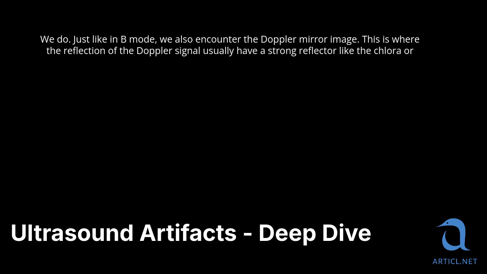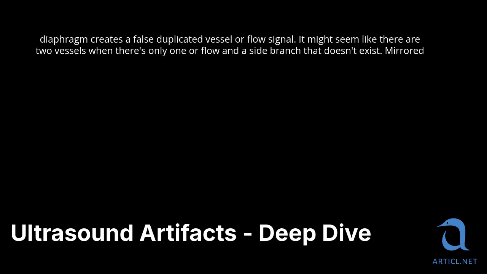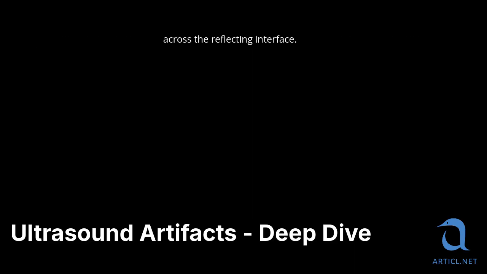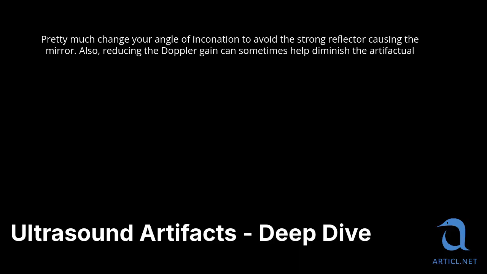Makes sense. Do we see mirror images in Doppler too? We do. Just like in B mode, we also encounter the Doppler mirror image. This is where the reflection of the Doppler signal, usually off a strong reflector like the pleura or diaphragm, creates a false duplicated vessel or flow signal. It might seem like there are two vessels when there's only one, or flow in a side branch that doesn't exist, mirrored across the reflecting interface. And the fix is the same. Change the angle. Pretty much. Change your angle of inclination to avoid the strong reflector causing the mirror. Also, reducing the Doppler gain can sometimes help diminish the artifactual signal.